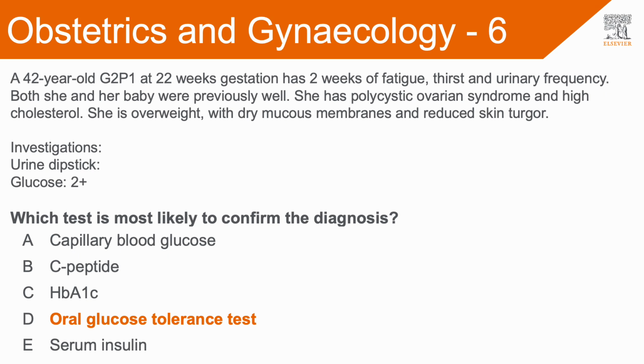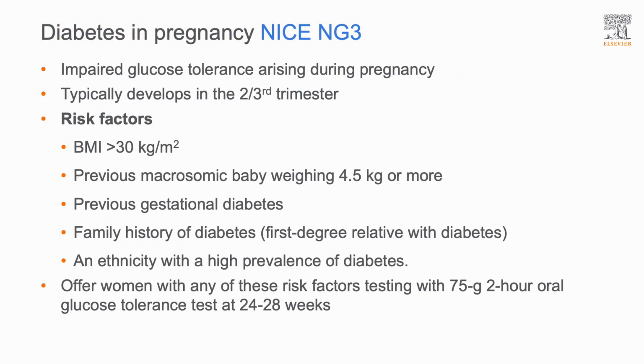In this question, the underlying diagnosis is gestational diabetes. And the correct answer in that case is D, an oral glucose tolerance test. NICE describes diabetes in pregnancy or gestational diabetes as impaired glucose tolerance arising during pregnancy. It most commonly develops in the 2nd or 3rd trimester.